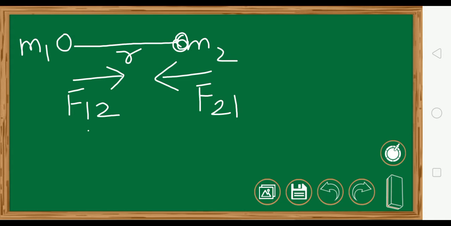Now these two forces are always equal and opposite in direction. So we can write F12 equal to F21 in magnitude, but the direction is opposite. So I will give a minus sign over here. So F12 is equal to minus F21.